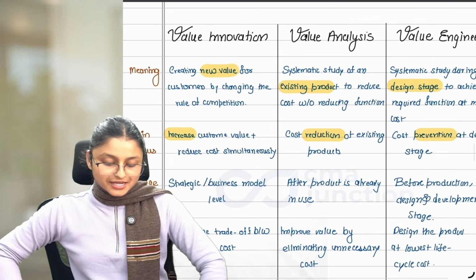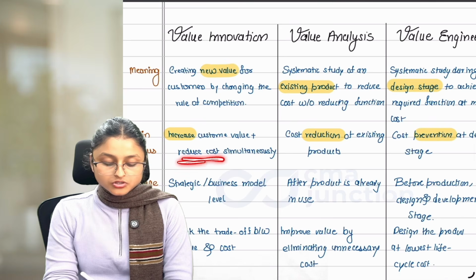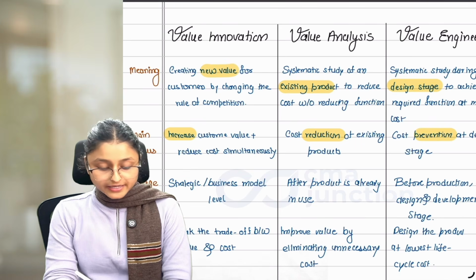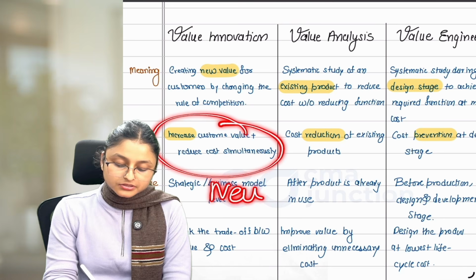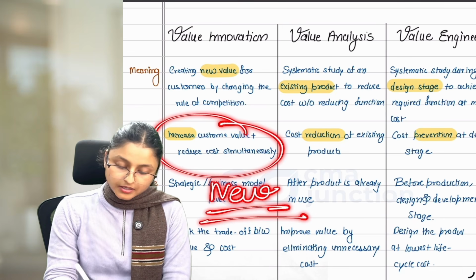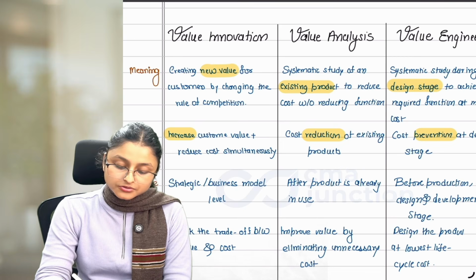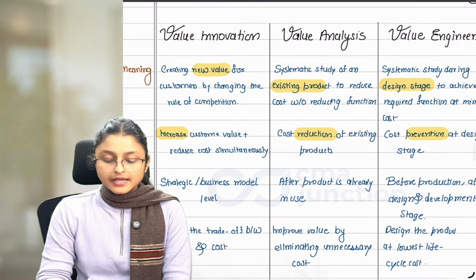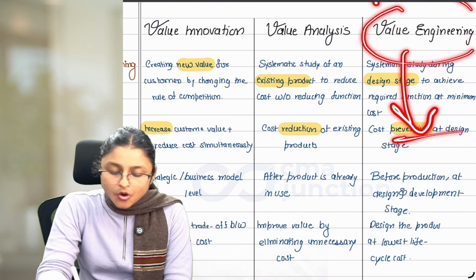Now, next, value innovation tries to increase value for customer and also tries to reduce cost, right? And how we do that? We do that by introducing something completely new. But in value analysis, we understood right now that we only try to reduce the cost of existing product. And in value engineering, we are trying to prevent the cost.